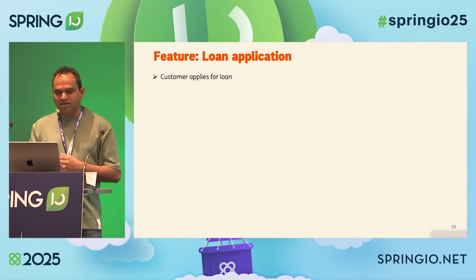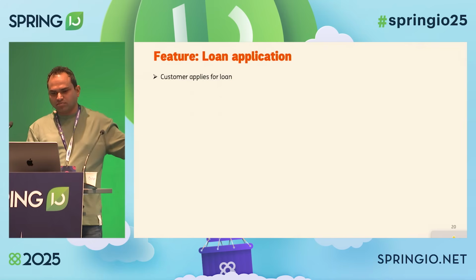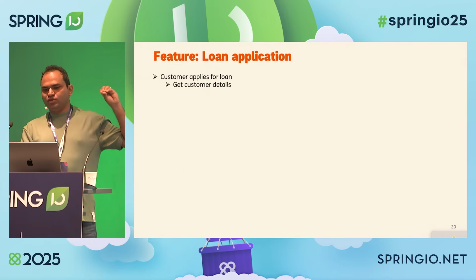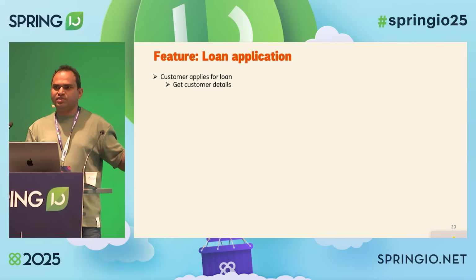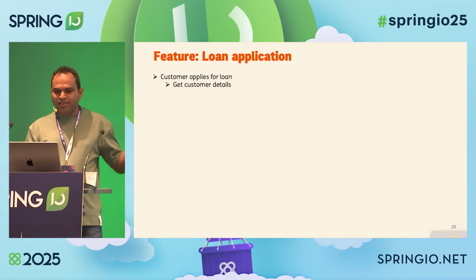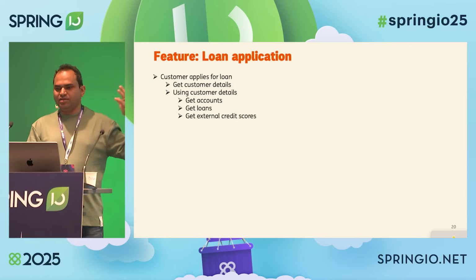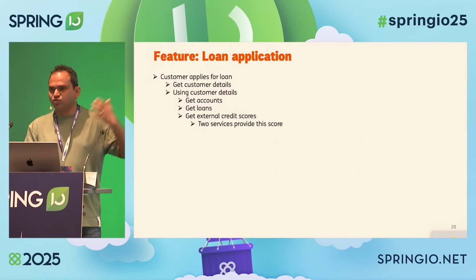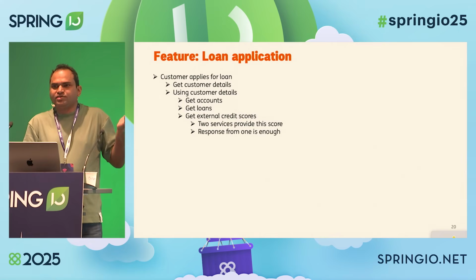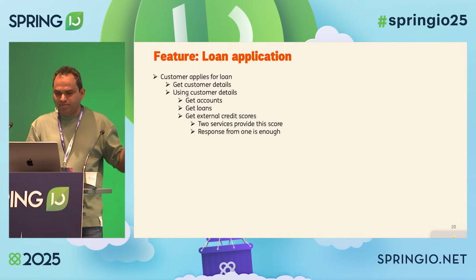So what happens here is that a customer applies for a loan, and then the first thing that we do is we get the customer details. So we get the details of that particular customer, and then using those details, we actually get their accounts, their loans, and external credit scores. For calculating the external credit score, we have 2 services, but we are only interested in the response from one of them.